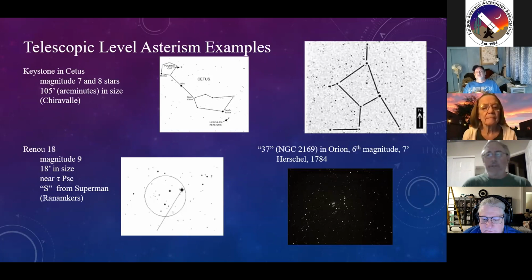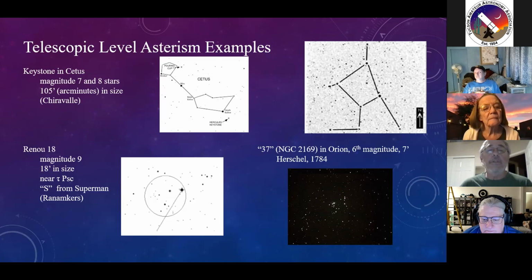and I didn't get into a whole lot of these, but generally when you get into the telescopic, they're smaller. The magnitudes are going to be somewhat limiting. Some of these do present a challenge, some not so much. But anyhow, like the Keystone in Cetus, this is a keystone shape, very similar to the keystone shape in Hercules, of course, significantly fainter and much, much smaller. Magnitude 7 and 8 stars. It's only about 105 arc minutes, which is still pretty good size. It's almost a degree across.